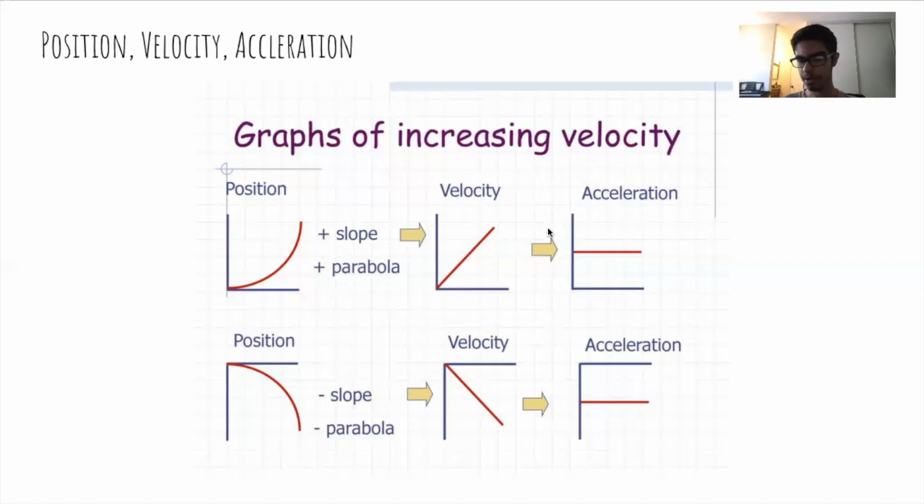And then acceleration, for example, well, velocity has a constant slope value, right? According to this graph. So for example, at this point, it has a constant slope value. The slope doesn't change. At this point, same slope. And that's why if we translate this velocity graph to an acceleration graph, it's just going to be a flat line. It's going to be a constant acceleration.